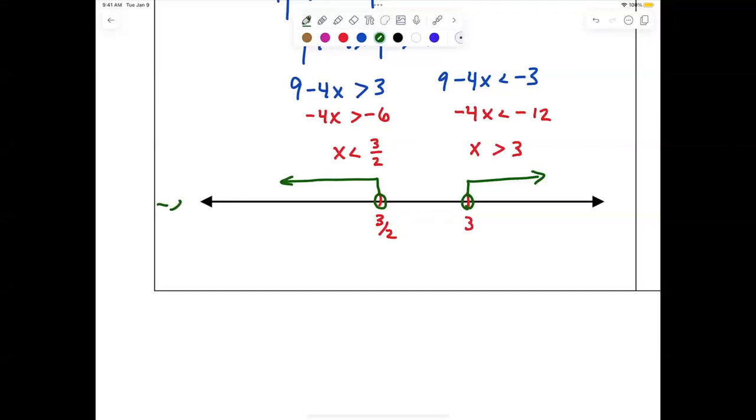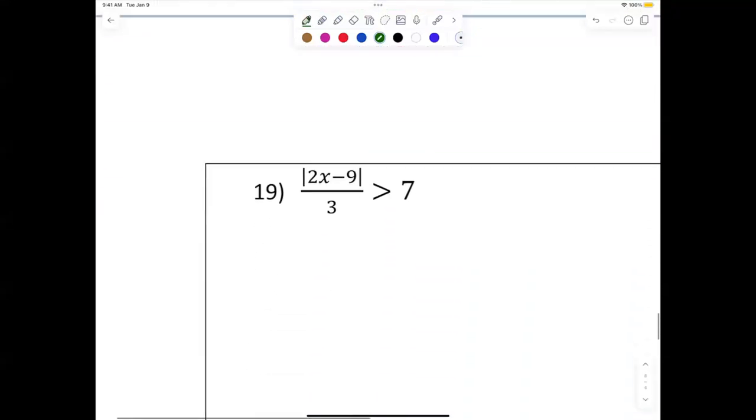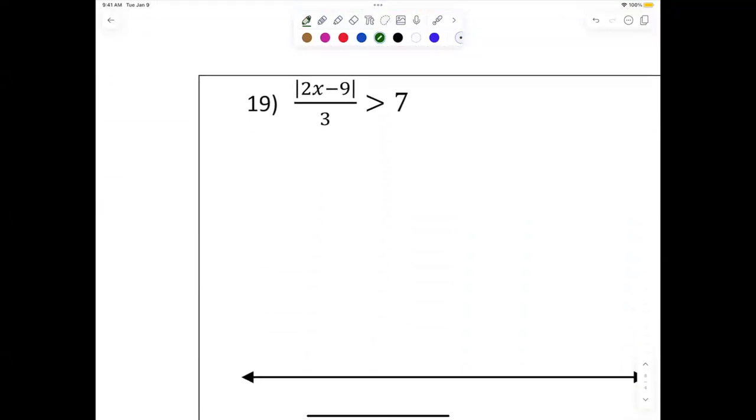So I have negative infinity over here, I have infinity over here. Negative infinity to 3/2, union 3 to infinity. Everybody happy with that? All right, here we go. Next.